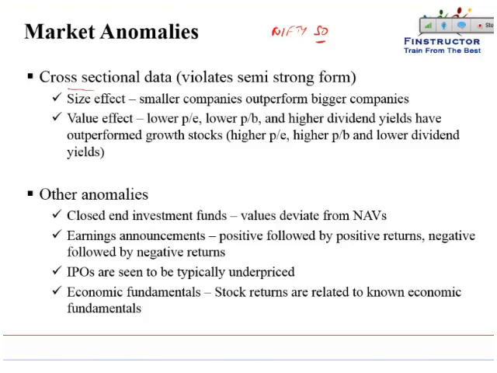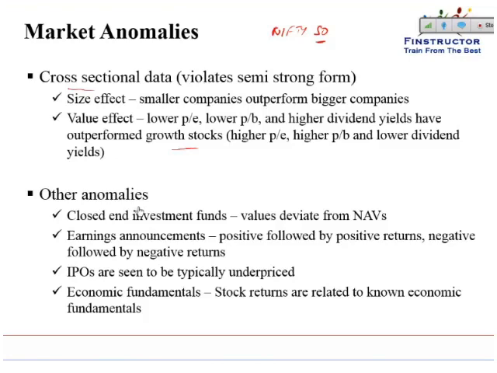What we've seen is that smaller companies, that is smaller market caps, tend to outperform large cap stocks or bigger companies. Value companies have outperformed growth stocks. So stocks with lower P/E, lower price to book and higher dividend yields have historically been seen to outperform growth stocks, that are the stocks with opposite characteristics, that is high P/E, high price to book and lower dividend yield.